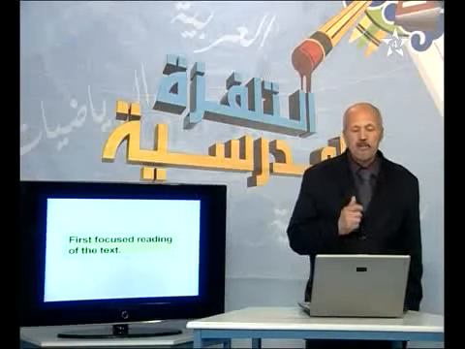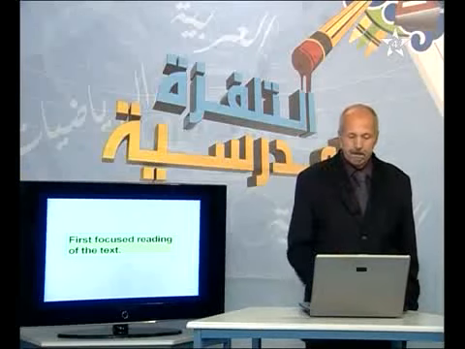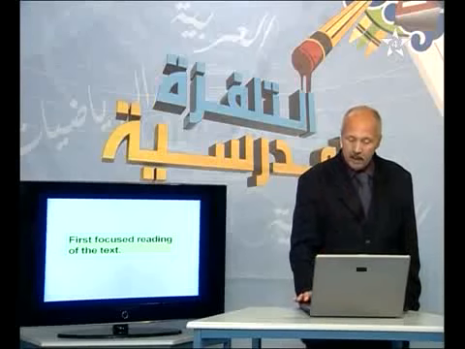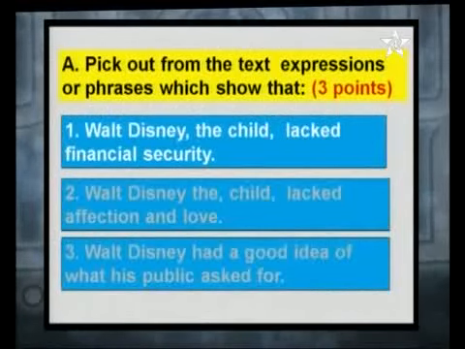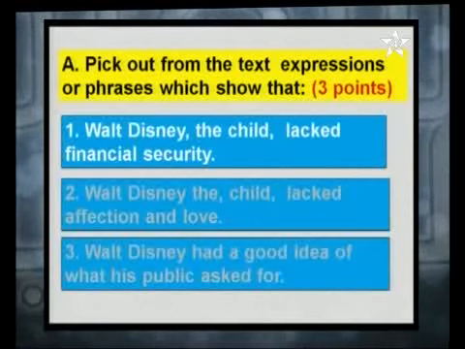Now we come to the first focused reading. That is to say, we concentrate on reading, not the whole text. And before we do that, let's have a look at the question. It's A. It says, pick out from the text expressions or phrases which show that. Now let's take the first item. What does it say? It says, Walt Disney, the child, lacked financial security. Now we're going to look into the text and find the justification of this statement. Now let's go back to the text.